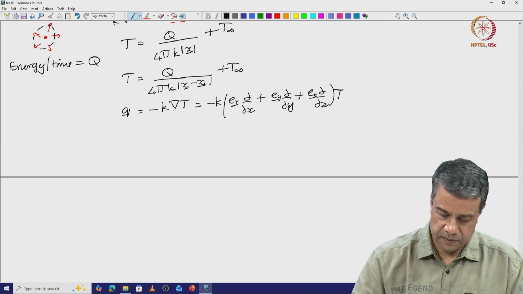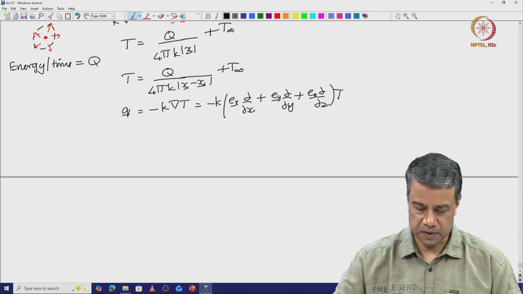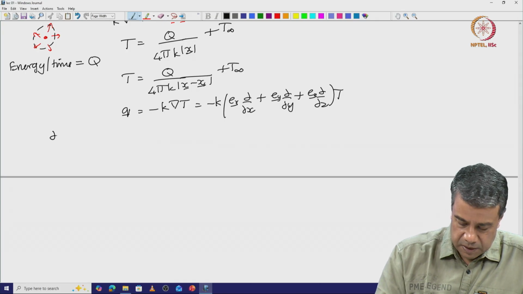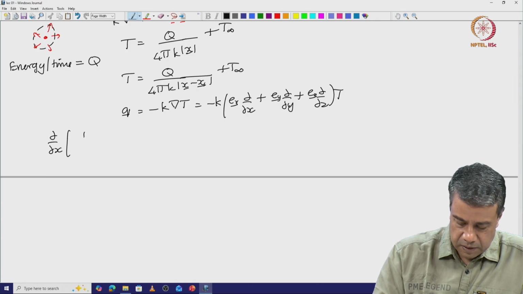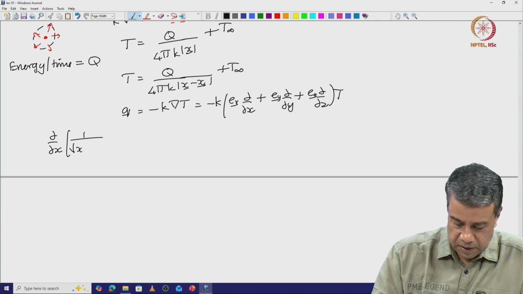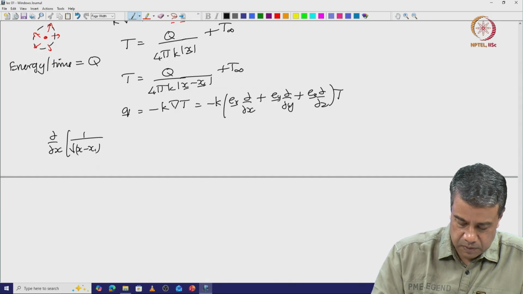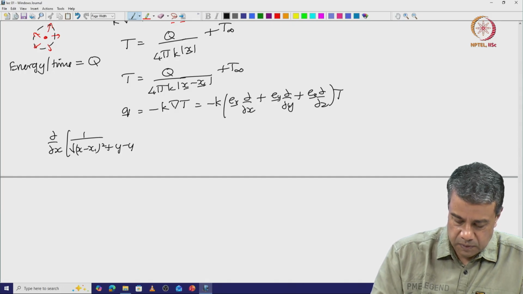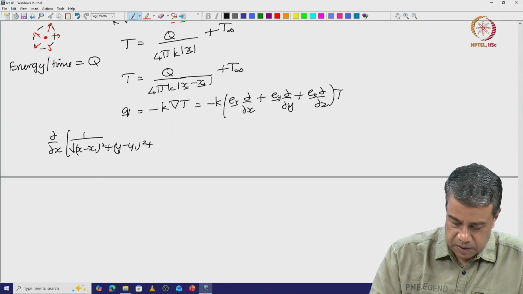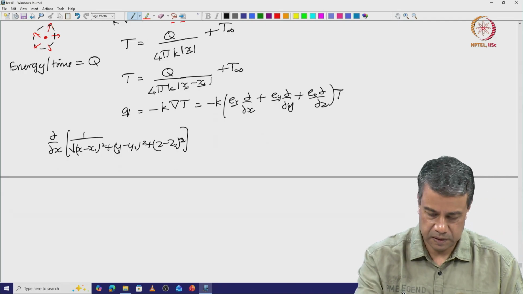And this is the expression for the temperature. It has 1 over the square root of x minus x1 squared, and so on. So, if I take partial by partial x of 1 by square root of x minus x1 the whole square plus y minus y1 the whole square plus z minus z1 the whole square, that is the first term in this expansion.